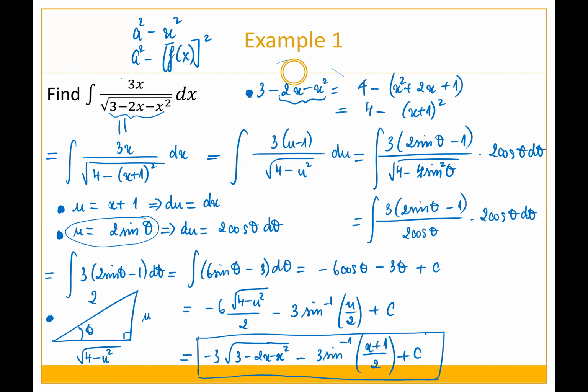So say here, if you have a fraction of 3x divided by square root of 3 minus 2x minus x squared, when you want to check it back, when you have this right triangle, see this side here, square root of 4 minus u squared, basically is square root of 3 minus 2x minus x squared, exactly as the denominator of the given fraction. So that's one of the ways you check that you've done a correct thing.